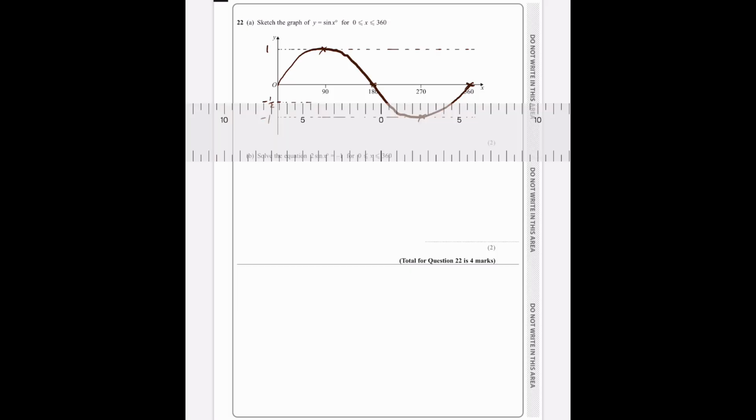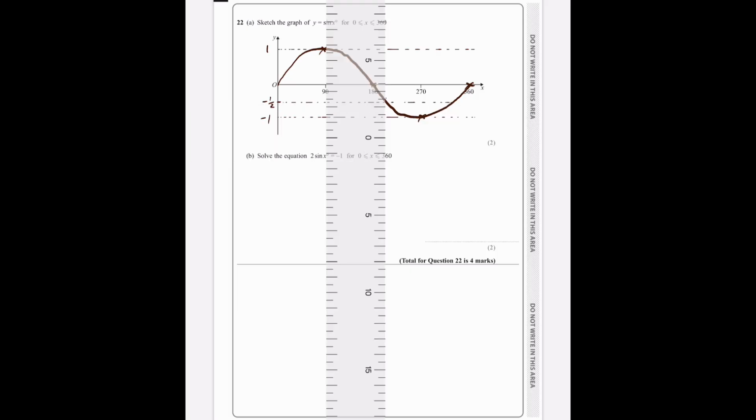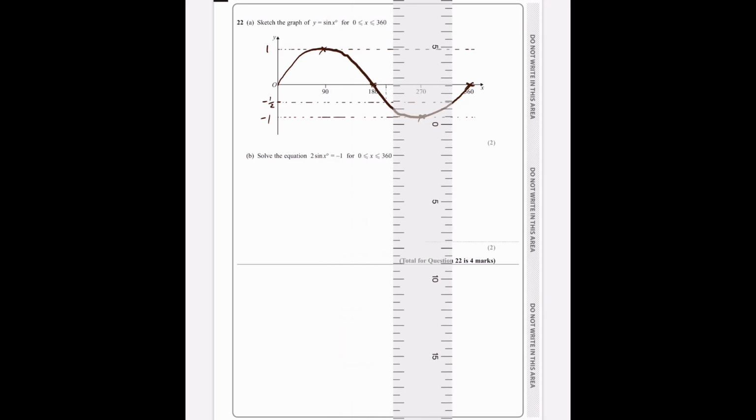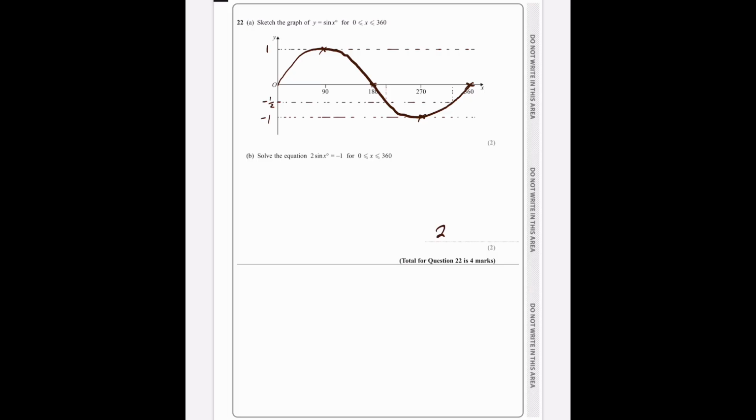For part B, I'm going to draw a line at negative a half, dividing both sides by 2, and we can see from the pattern we're looking at those two values. It's going to be 30 more than 180 and 30 less than 360. So that's 210 and 330.